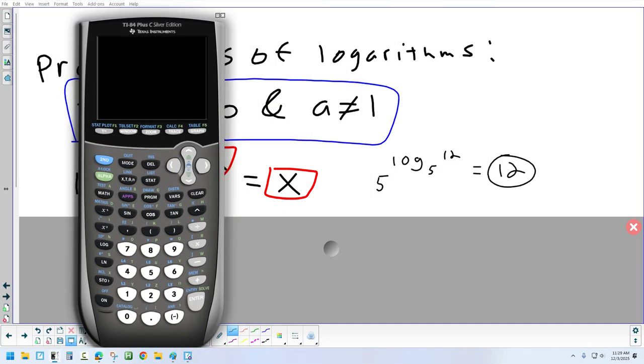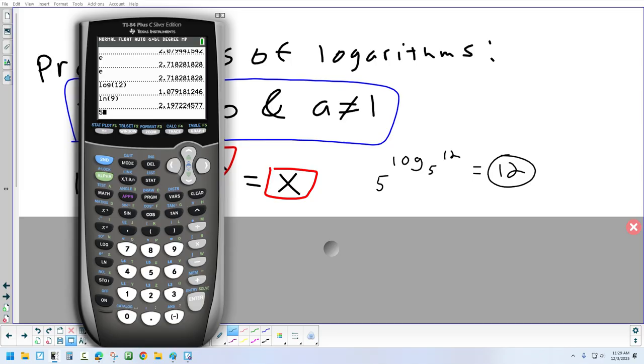You can check that if you're not sure. You could type in 5 raised to the log base 5 of 12. That's exactly what I just wrote down. When I hit enter, I get 12. Right? If this was a 5 and this was a 6, then no, it doesn't work. They have to be the same number.